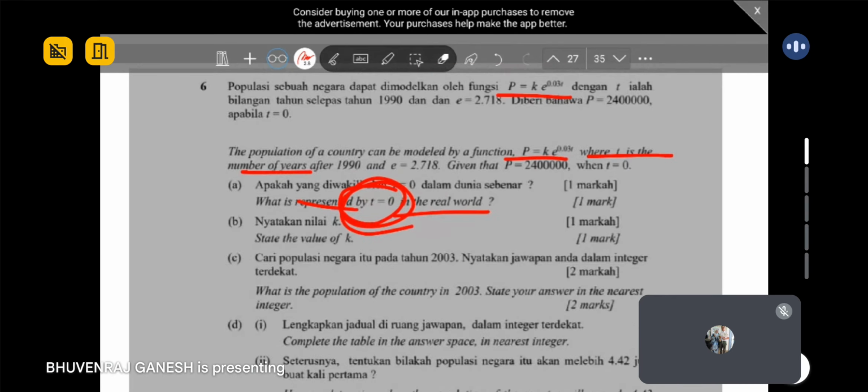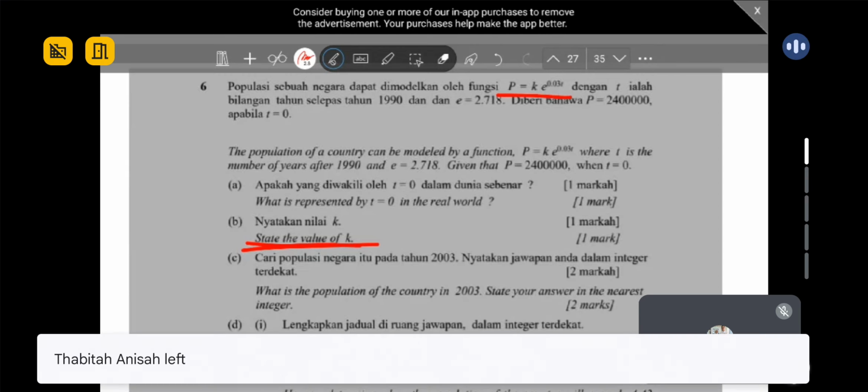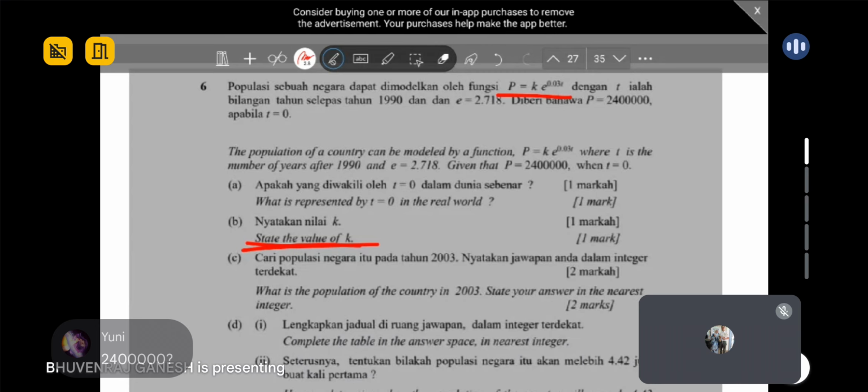Okay, so we go to question B. Soalan B dia suruh nyatakan nilai K, guys. Okay, so how to find my K value? May I know? Think and see. What will be my K value over here? Apa nilai K? State, you know. They say state means no working. Tak ada jalan kira. You see the question itself, you can get the answer. Nampak soalan boleh dapat jawapan.